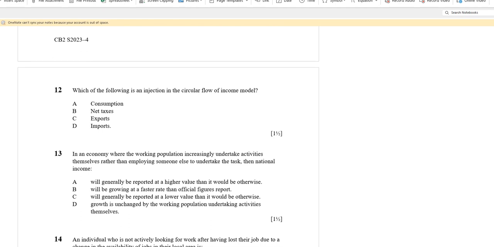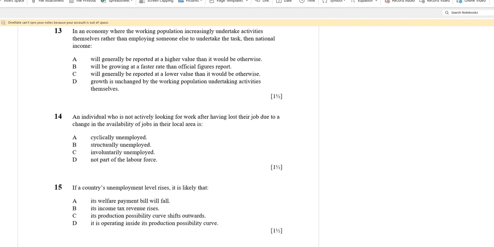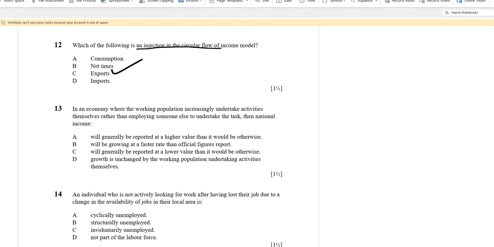Next, 12, which of the following is an injection to the circular flow? So the answer to this is C, exports. In an economy where the working population increasingly undertakes the activities themselves rather than employing someone else to undertake the task, the national income in that case will generally be reported at a lower value than it would be otherwise.